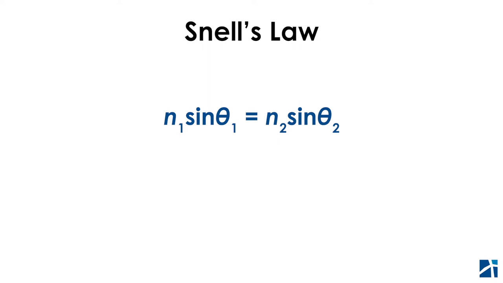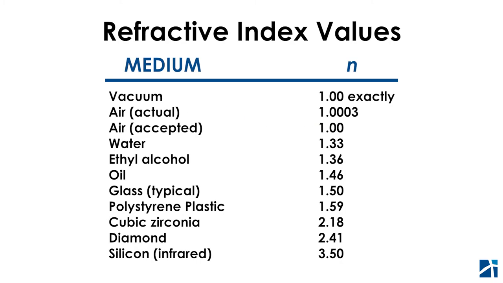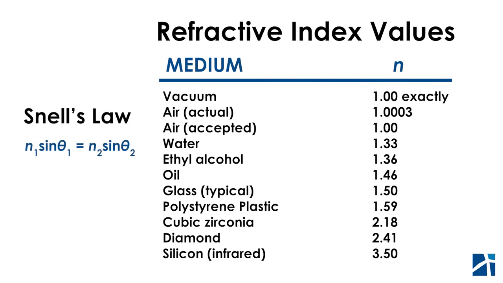These n values are related to the object's density. Here's a list showing the refractive index values for a lot of common materials. In general, this equation explains that if there's a large difference between the densities of the materials, then the directional change will be larger. But if the two materials are fairly compatible in density, then the angle of refraction will be very similar to the angle of incidence.